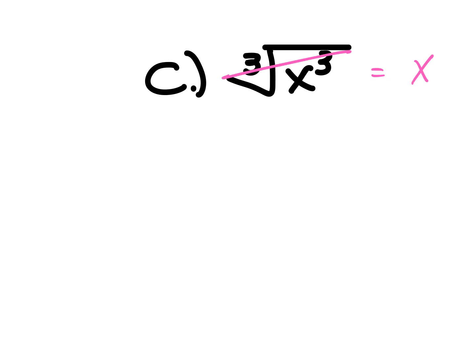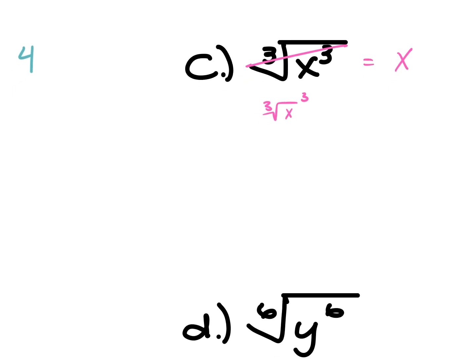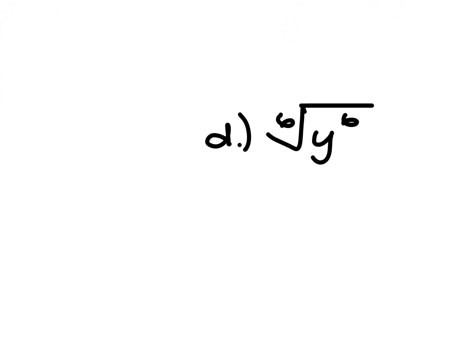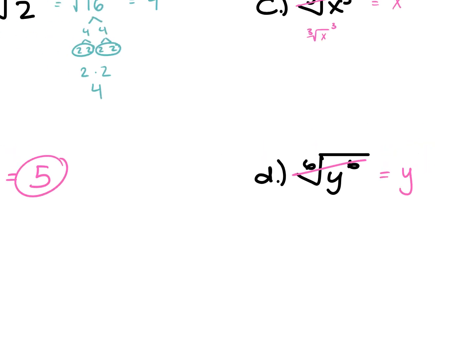Now remember, we said that we could write the exponent either on the inside or the outside. So this would be the same thing as the cubed root of x to the third power. Same thing. Which again would just be x. So just 2 different ways of seeing it, but they mean the same thing. What about for D? Same thing. What would our answer be? Y. Perfect.